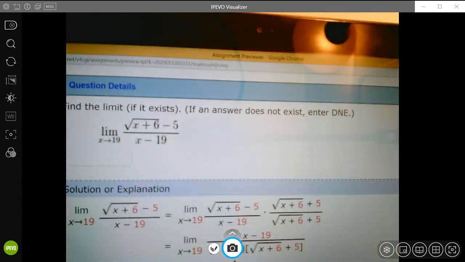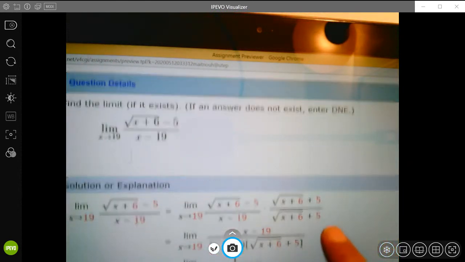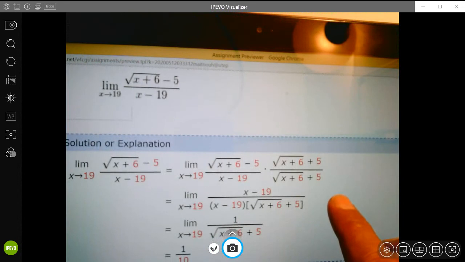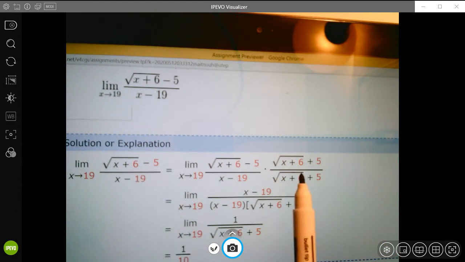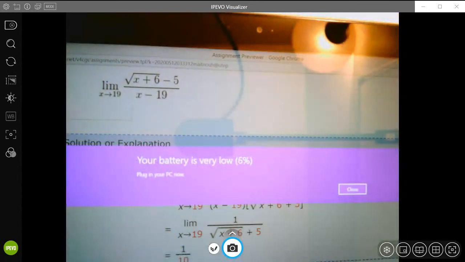So here you have to multiply by the conjugate. If you multiply by the conjugate, you will get this. So the conjugate of minus is plus. Now when you FOIL this one, you will get x minus 19. At the bottom is x minus 19. Now you can cancel out. Now you can plug in 19, because over here you cannot plug in 19.